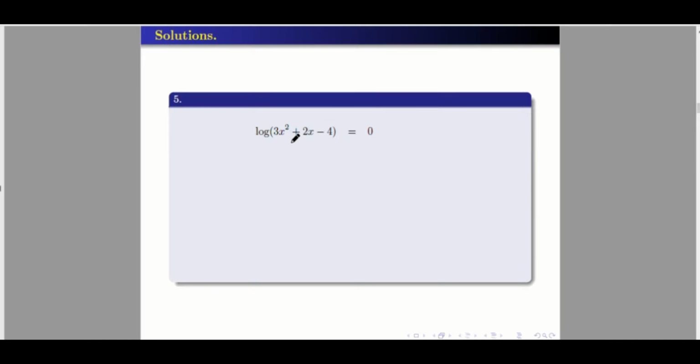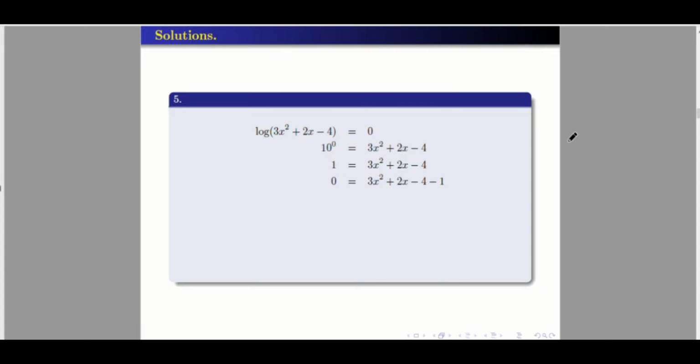Now, take note that there is no base here. If there is no base indicated, it means that the base is 10. Okay, the base is 10. So we can rewrite this as 10 raised to 0 equals 3x squared plus 2x minus 4. So the same thing, the base raised to 0 equals 3x squared plus 2x minus 4. Now 10 raised to 0 is 1.